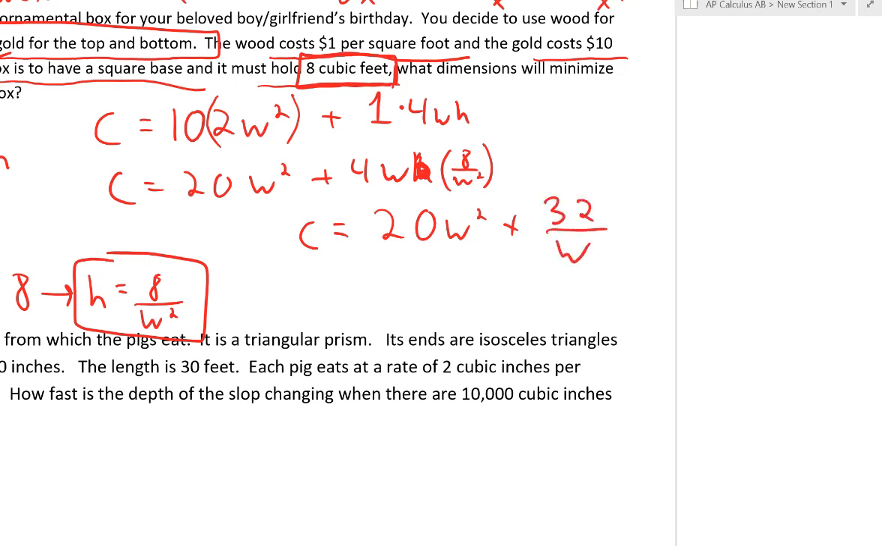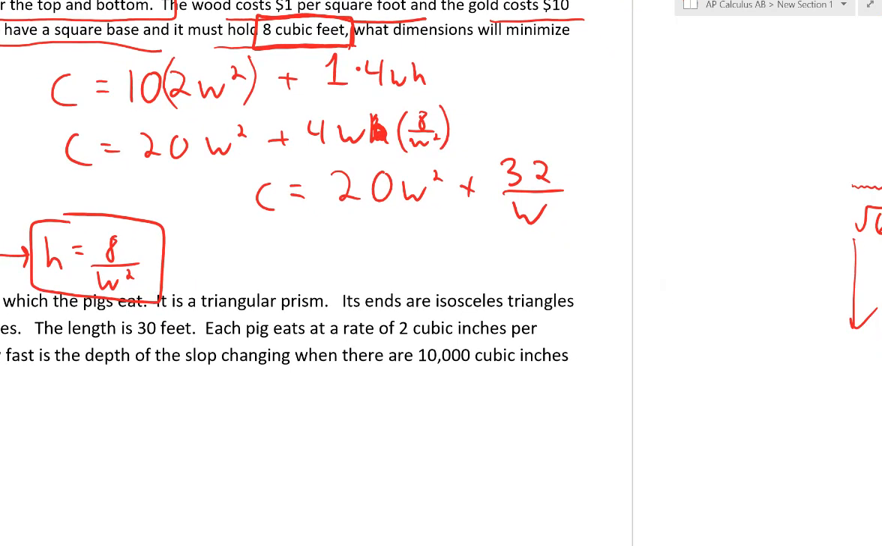So you're going to get that as your cost equation as we sub out H. But we want the derivative because we want to know what the minimum cost is. So we're going to do dC with respect to W is equal to 40W minus, so this is W to the negative 1 again, so it's going to become 32 over W squared. And now we want to know what's going to make that 0 or undefined.